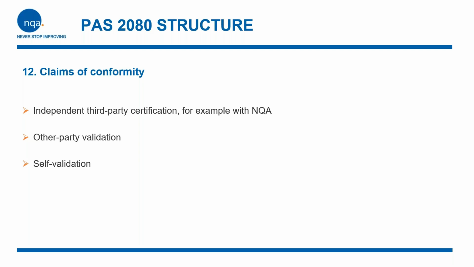Other party validation, they call it, so that might be getting a consultant in to help you with it, and self-validation is the lowest option. That's marking your own homework and validating yourself as being PAS 2080 conforming.